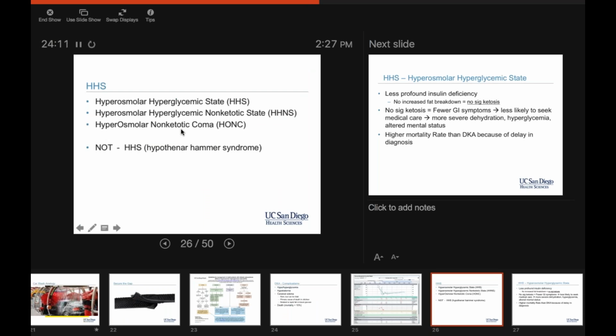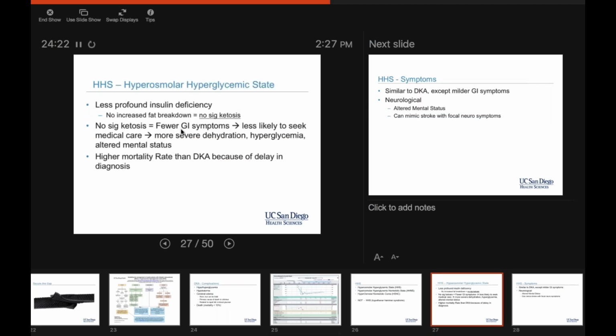Okay, HHS, this is hyperosmolar hyperglycemic state, sometimes called HONC, not hypothalamic syndrome, which I see on the billing all the time. But HHS, okay. This is a relative insulin deficiency. DKA is absolute. This is relative. You've got 1 or 2 insulins still roaming around, okay? So you're not making the ketones. But you get significantly less insulin than you need.